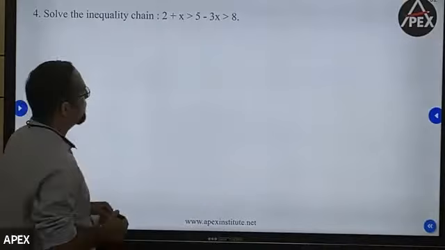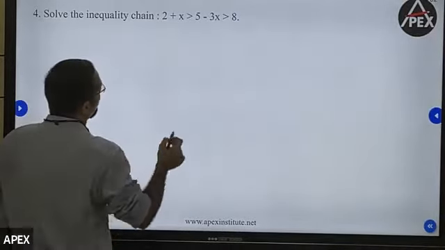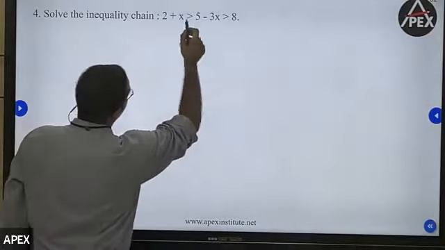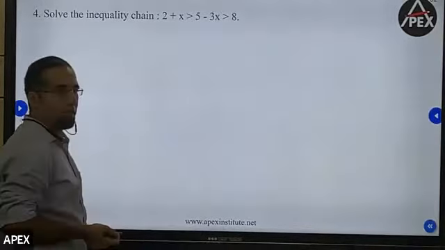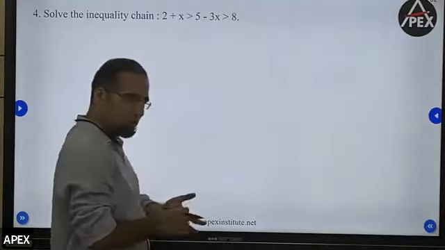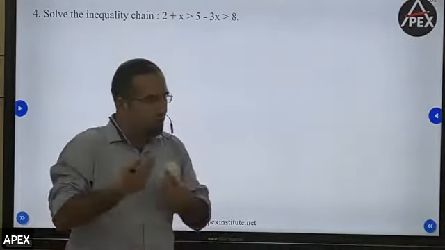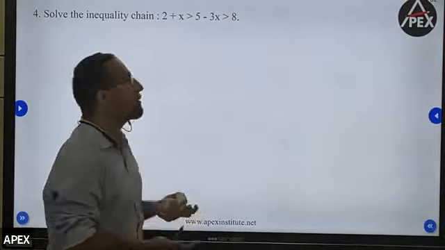So if somebody missed the previous class, let's start understanding this way. Whenever you have 2 + x greater than 5 - 3x and 5 - 3x greater than 8, we use the word "and" in between. So the conjunction uses "and".